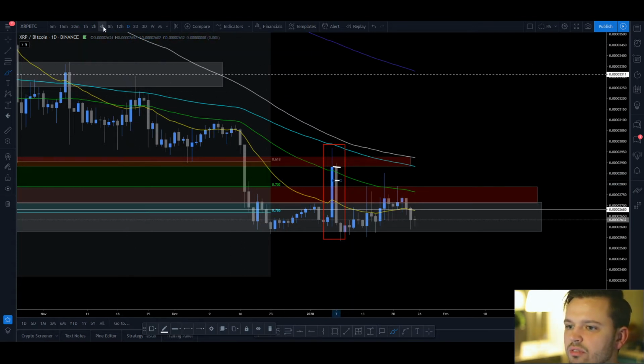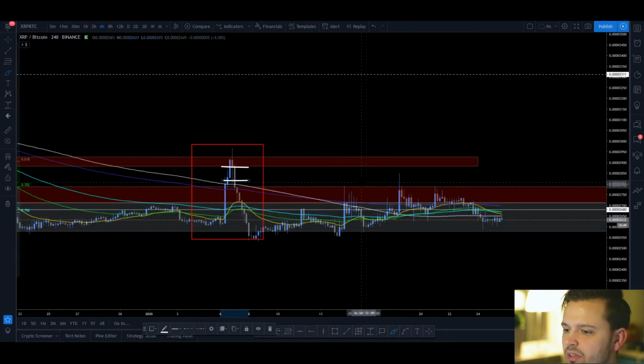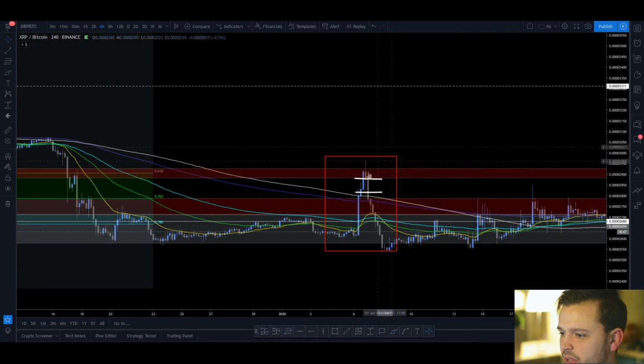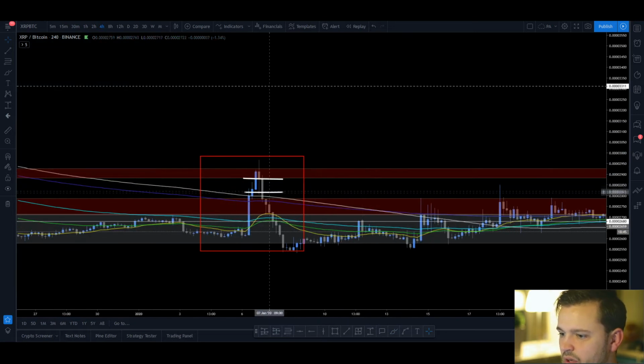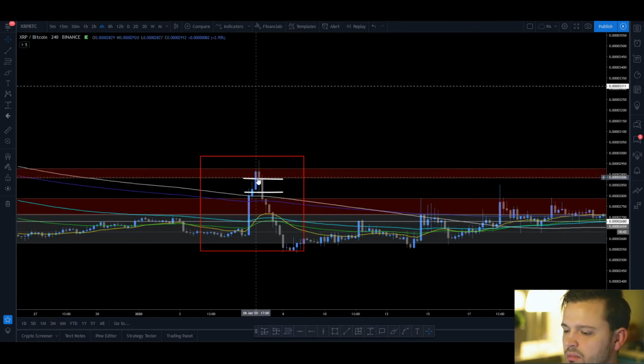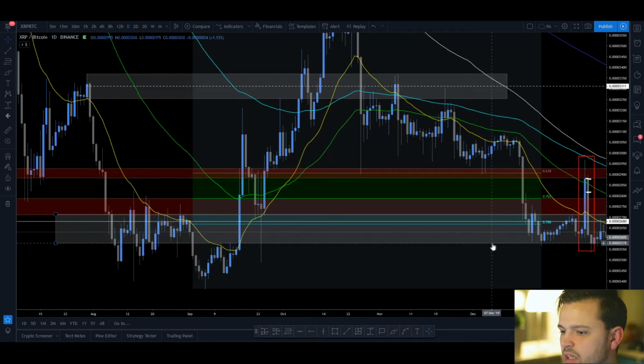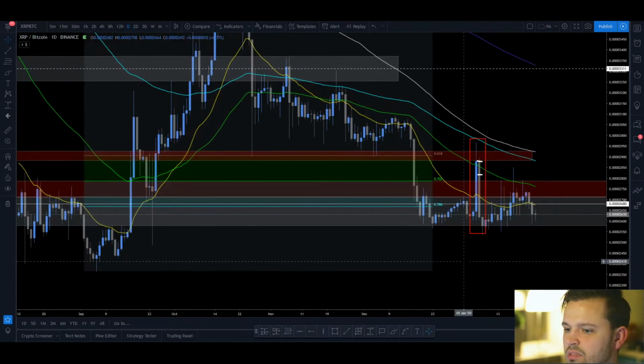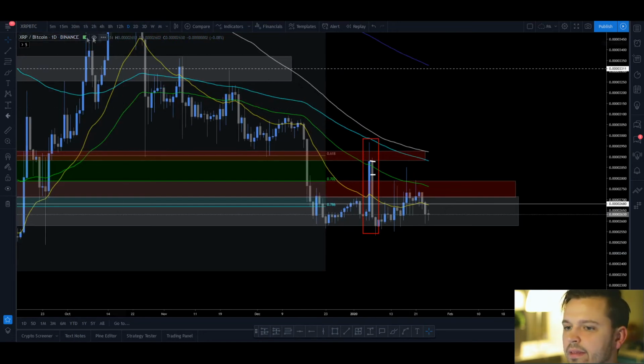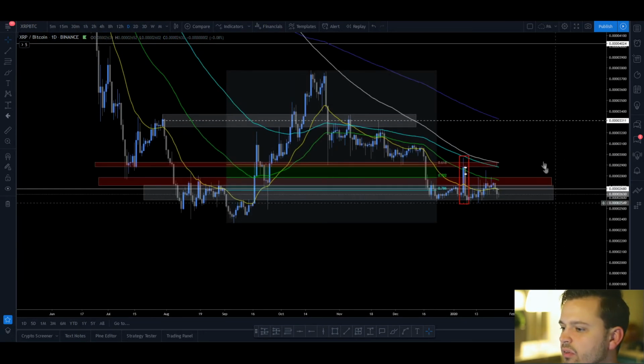You could also look at the 4 hour for less confirmation, but if you look at this pump on the 4 hour, you had a beautiful open and close above here, but price just kept trading down after that close. So waiting for a daily open and close is obviously much better. So yeah, for XRPBTC, we need to reclaim this area for a move higher. This is a major resistance right here.